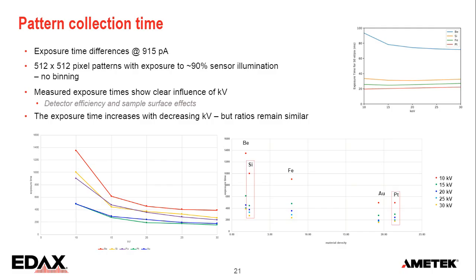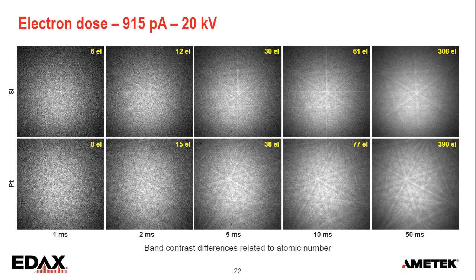So if we look at what the patterns actually look like for silicon and platinum under these conditions, here we have 1 millisecond exposure. For 900 picoamp, we get 6 electrons on average for silicon and 8 for platinum. And you can see how that increases at 50 milliseconds. There we have about 300 for silicon and 390 for platinum.